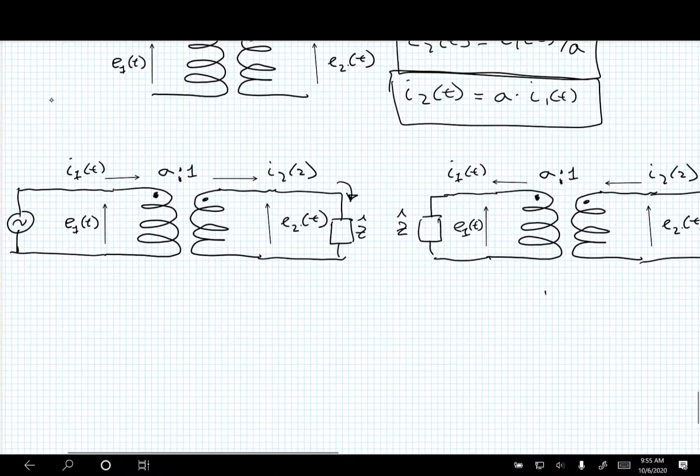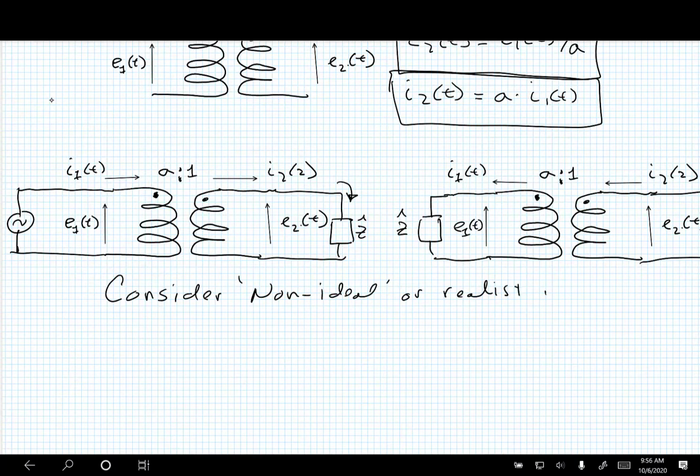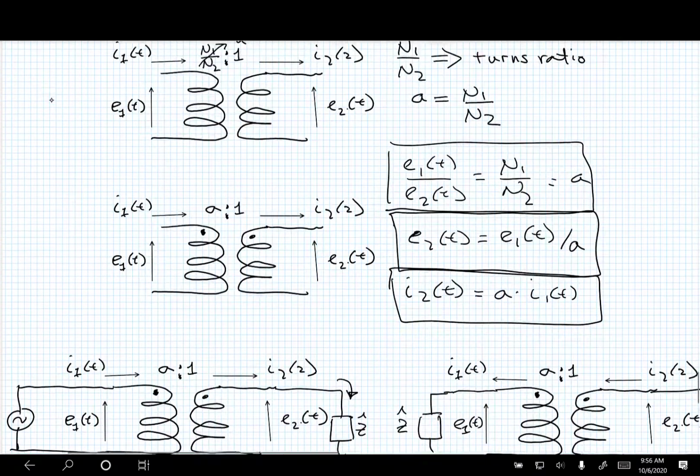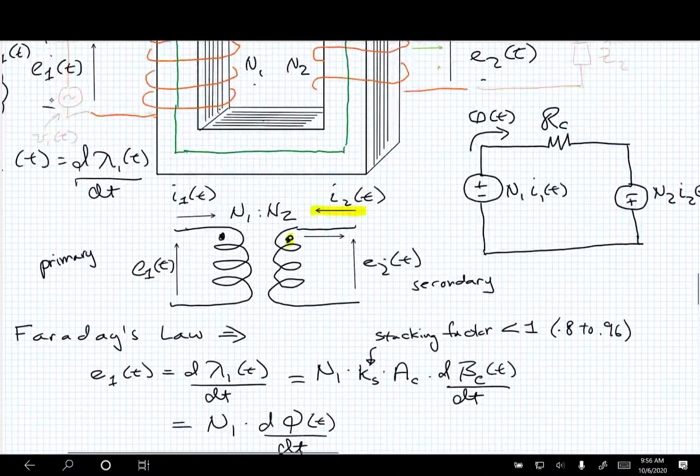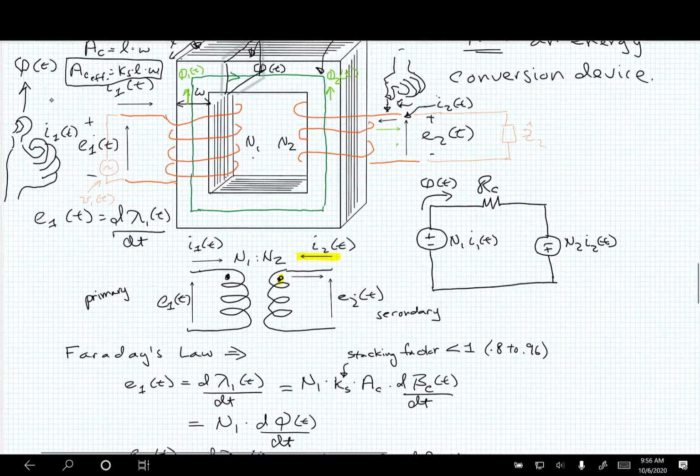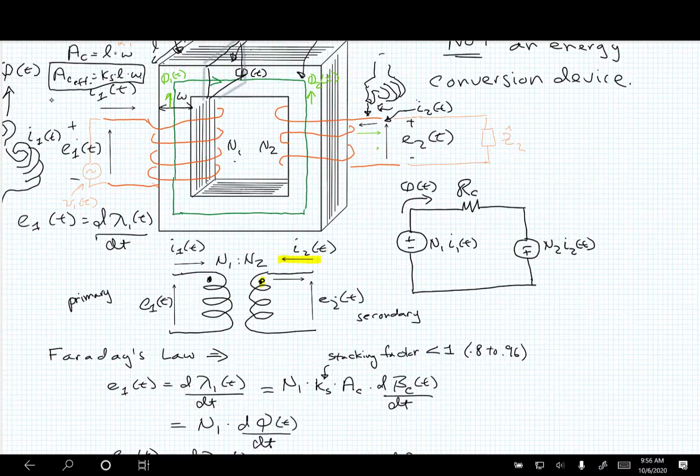Okay, so now let's consider the non-ideal transformer, or realistic transformer. To do that, let's go back to what we had right here.